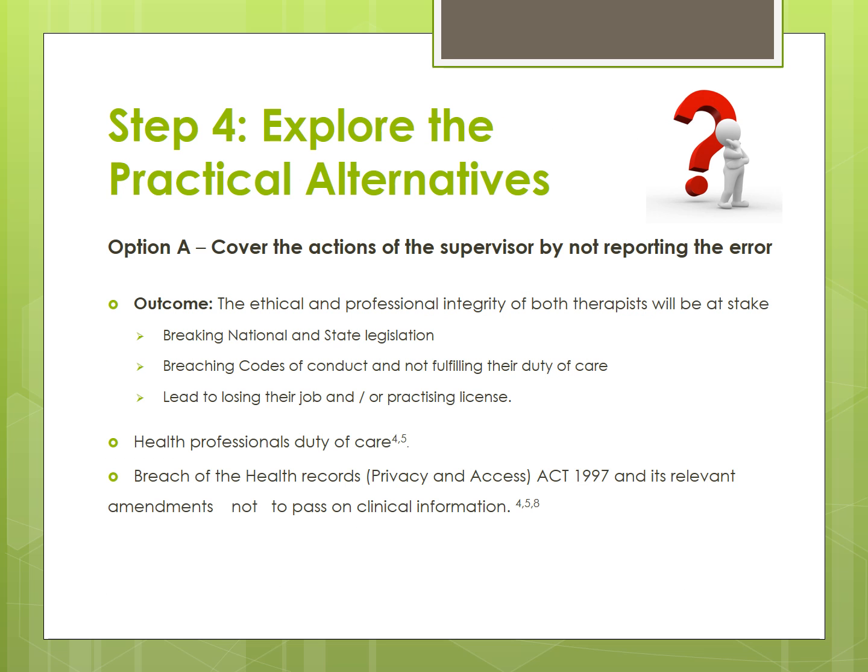Step 4. Explore the practical alternatives. In this step, options have been identified for the junior therapist and their possible outcomes. Option A. Cover the actions of the supervisor by not reporting the error. Outcome. The ethical and professional integrity of both therapists will be at stake, breaking national and state legislation, breaching codes of conduct and not fulfilling their duty of care. This can lead to losing their job and or losing their license to continue practicing.